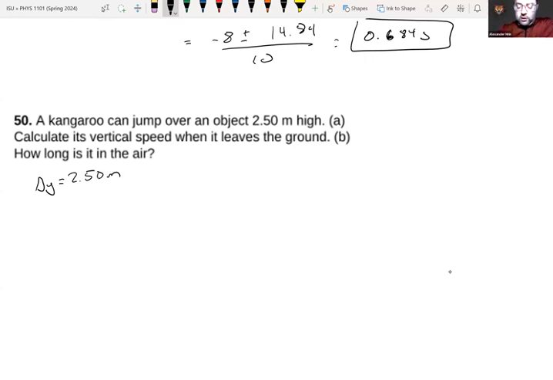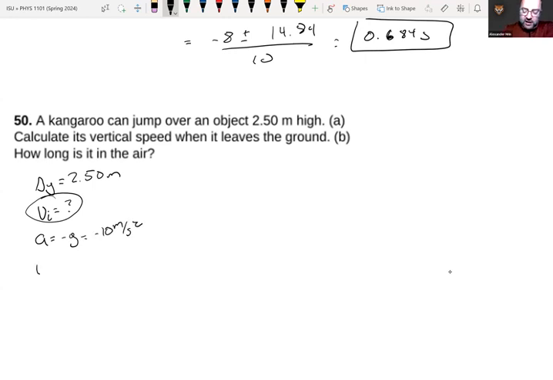Now, what about our initial velocity? Turns out we don't know this, but that is what we want. That's the speed it has when it leaves the ground. Another obvious one is that a is equal to negative g, because I let y be positive this time and the kangaroo is going up. I still want a to be negative, so that would just be negative 10 meters per second squared.